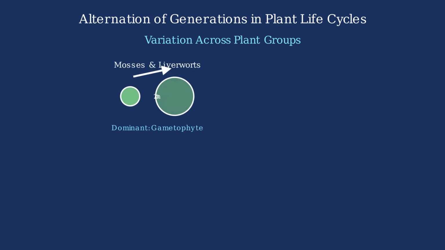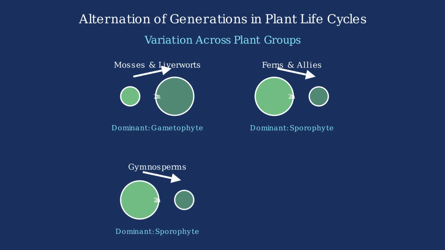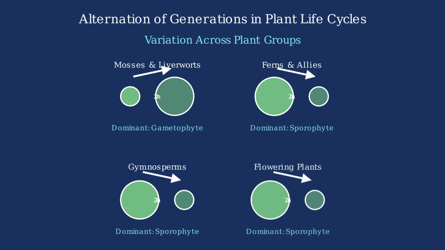In mosses and liverworts, the gametophyte phase is dominant and most visible, while the sporophyte is small and dependent. In ferns, the sporophyte becomes the larger dominant phase, while the gametophyte exists as a small, independent structure. Gymnosperms, such as conifers, have a highly reduced gametophyte phase, with the sporophyte being the main plant we recognize. Finally, in flowering plants, the gametophyte is extremely reduced, consisting of just a few cells within the flower.